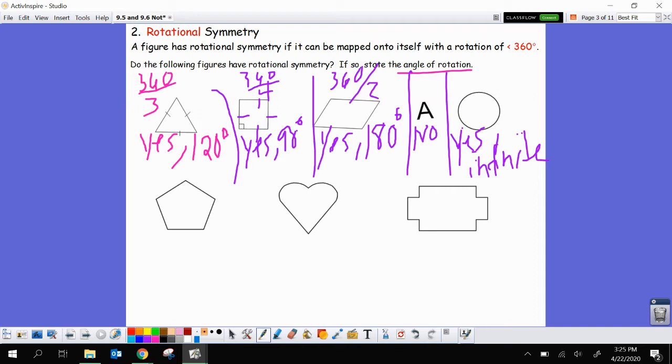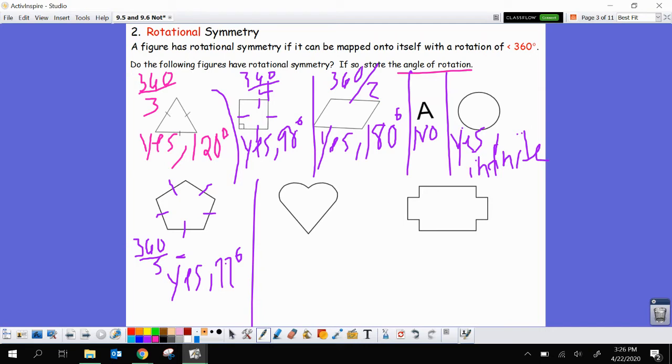Okay, then we have this pentagon, and it doesn't tell you it's a regular pentagon, but let's assume that it is. If it is regular, then I would be able to turn it 5 times, and every time I turn it, it would map itself onto the original. And so here I would say yes, and if I do 360 divided by 5, it's 72 degrees.